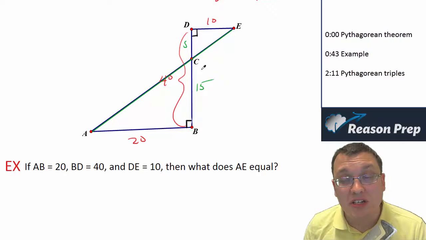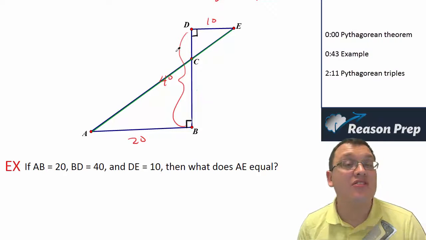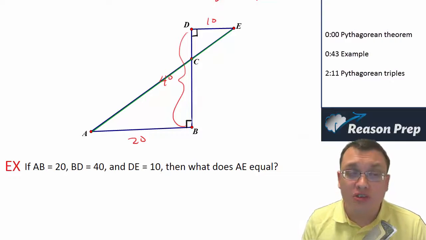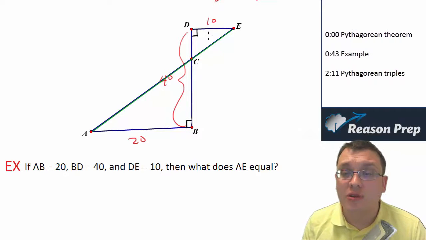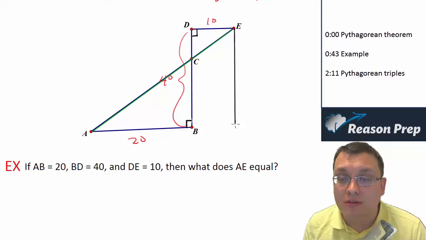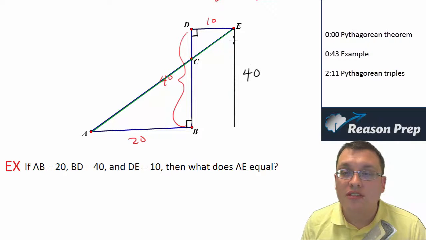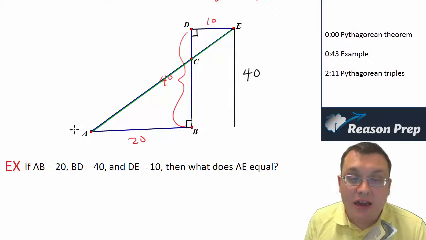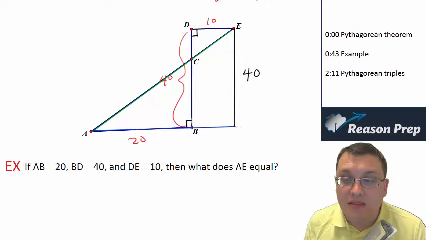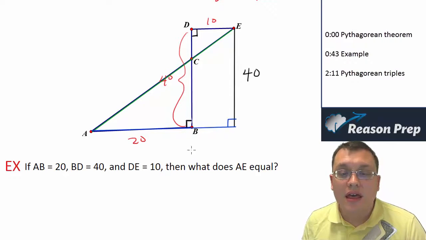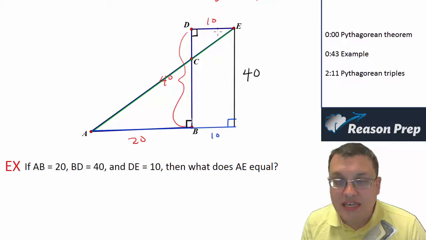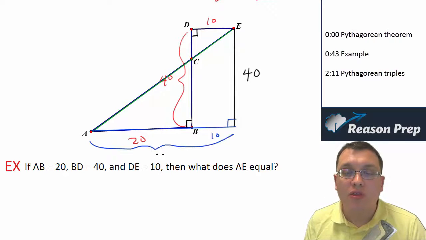But that doesn't work because we don't know exactly what these are and we need to know exactly what these are. So there's a little bit of a trick here. The trick is as follows. Notice I could drop a line down like this, which is going to have the same length over here. It's going to have length 40. If I then extend this side to meet this point, it meets at a right angle. This is 10 because DE is 10. So this whole thing becomes 30.